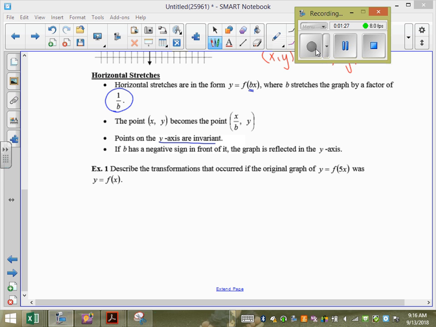So describe the transformations that occurred here. So we have 5x, it's beside the x. So what do we get? A horizontal stretch by a factor of what?